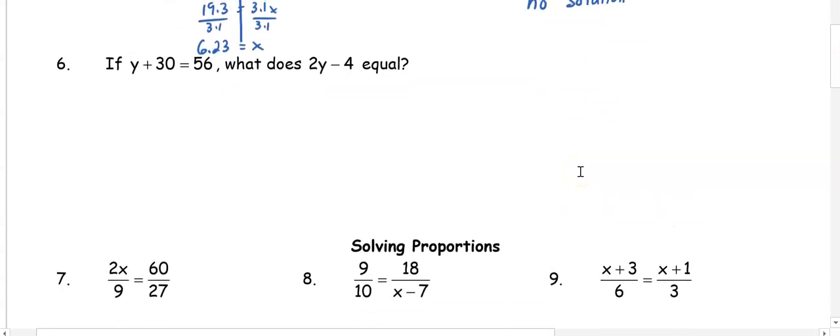In number 6, if y plus 30 is equal to 56, what does 2x minus 4 equal? So first we're going to subtract 30 from both sides to solve for y. So we get y is 26. Then we're going to take 26 and substitute in for y because we want to get our value of what that's equal to. So we get 2 times 26 minus 4, which gets us 52 minus 4. So that's going to be 48.